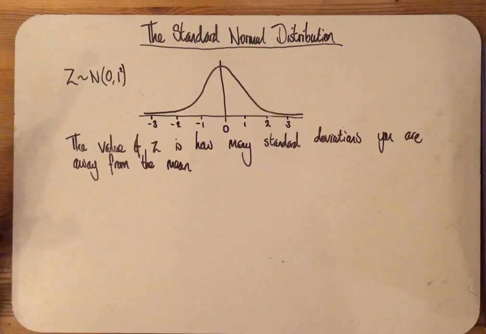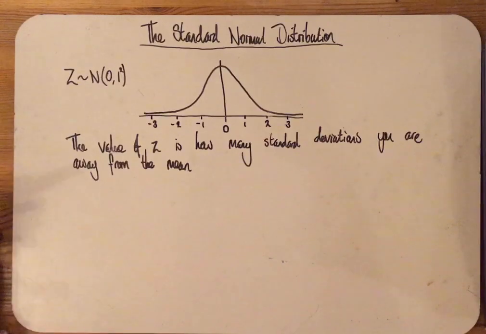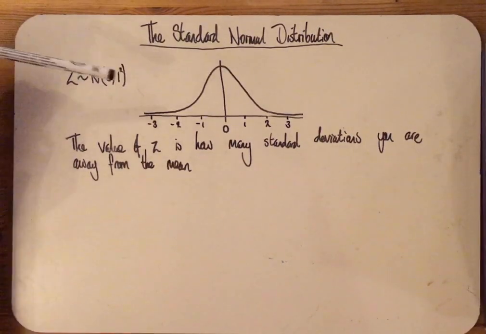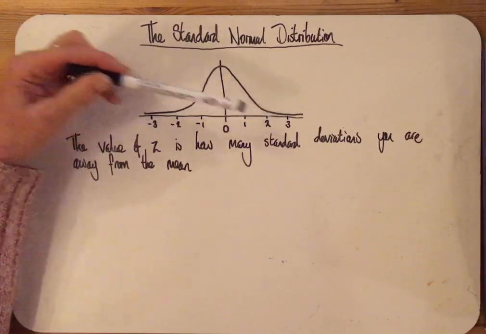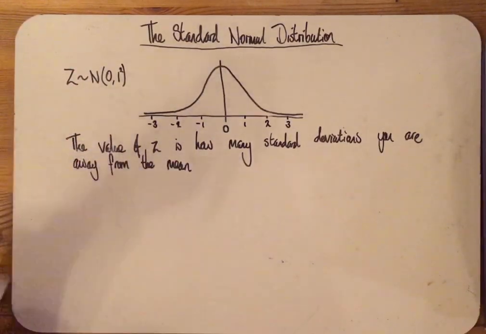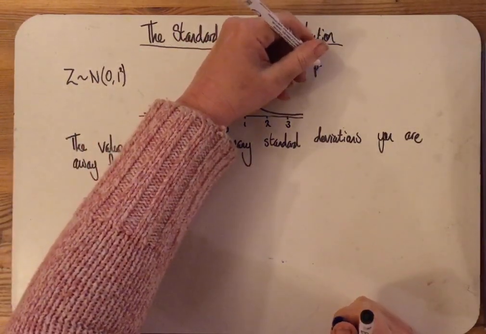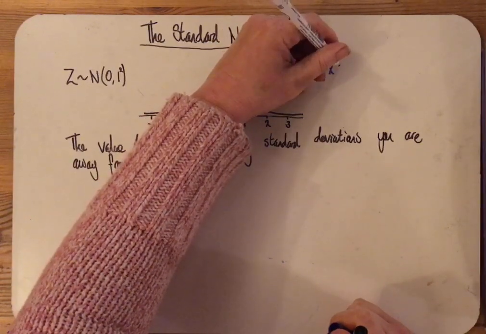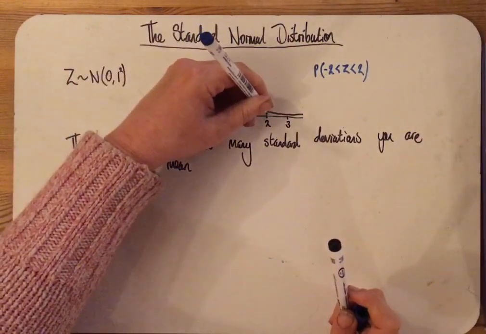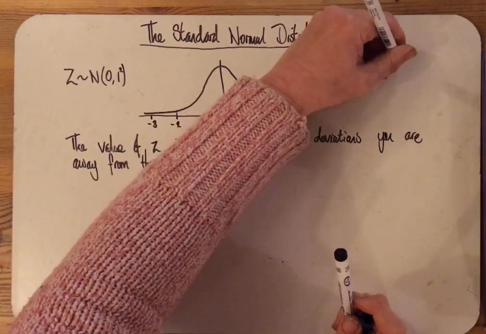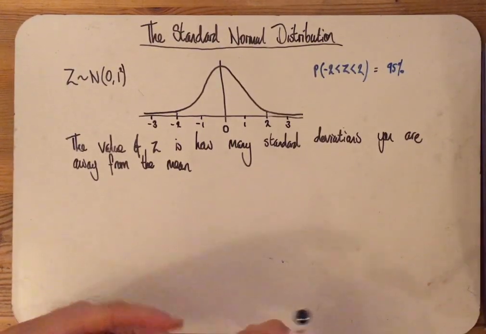What that means is whatever your value of Z is, it's telling you how many standard deviations you are away from the mean. So when Z equals 1, you're 1 standard deviation from the mean. When Z is 2, you're 2 standard deviations away. Minus 2, 2 to the left, and so on. So you can do things like the probability minus 2 less than Z less than 2 to find the probability of being 2 standard deviations from the mean, which is about 95%, obviously not exactly.